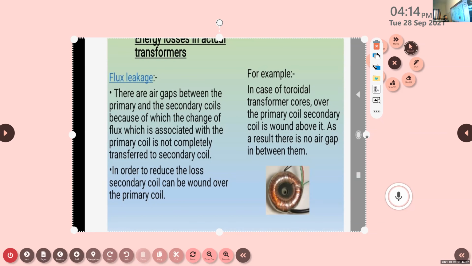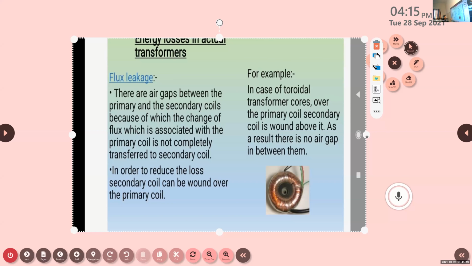So flux leakage occurs during mutual induction processes. If you are considering the two coils, primary and secondary, we know that if there is any gap between them, the change in flux in the primary coil may not get transferred into the secondary coil. So this loss is known as flux leakage.